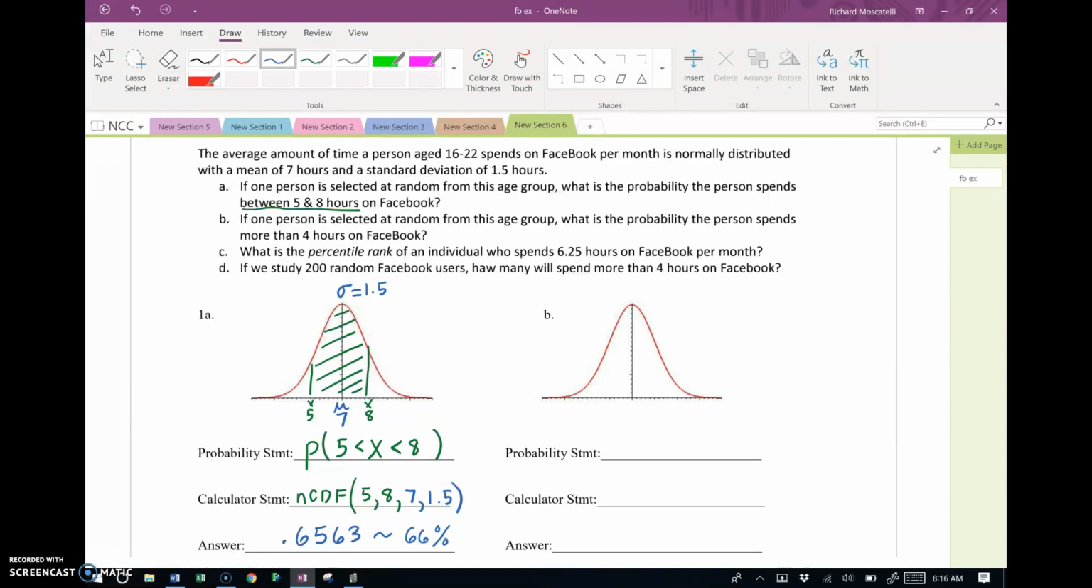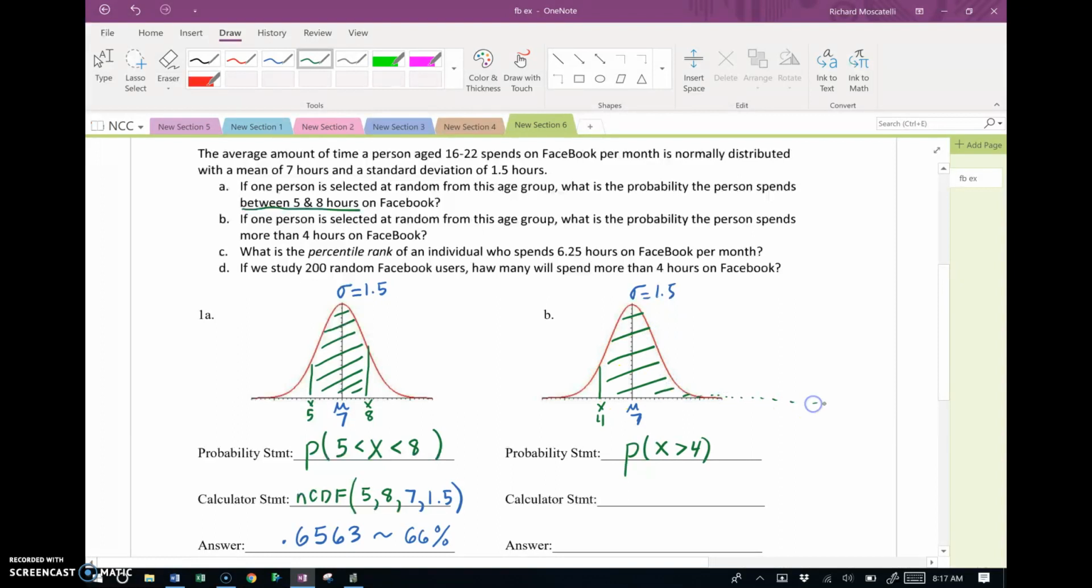Let's give a look at letter B. One person selected. What's the probability the person spends more than 4 hours? All right, so remember, once again, the mean, 7 hours. Standard deviation, 1.5 hours. All right, 4 is over here somewhere. It's a raw score, 4. And it says more than 4 hours. So the probability this randomly selected guy is more than 4 hours. All right, so we'll be shading to the right of 4.